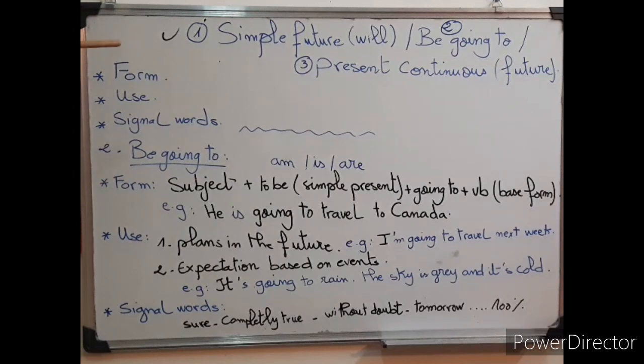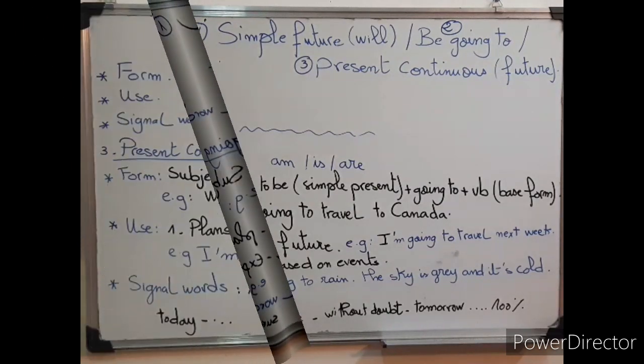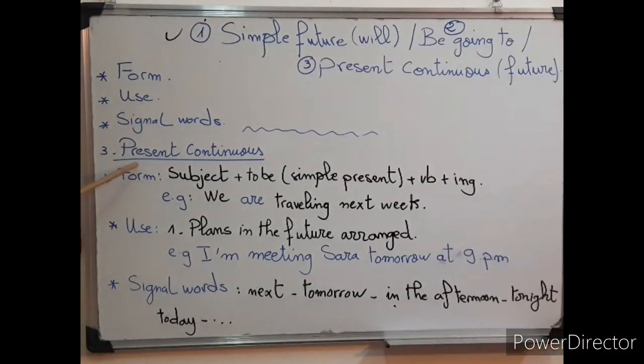Let's move on to the last thing, which is present continuous, and see what's the difference between them. Okay, nice. The last tense is present continuous to express future. So we use present continuous to express future when... let's see. First of all, we start with the form. We have already seen present continuous forms, so please just go back to the last video.